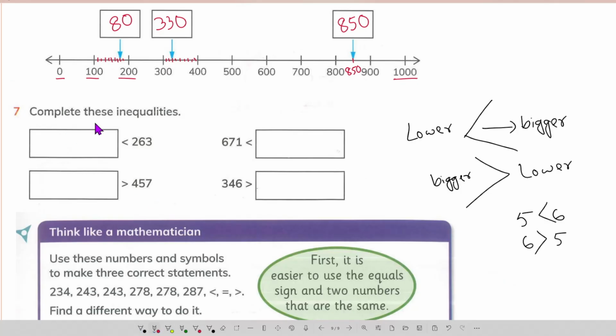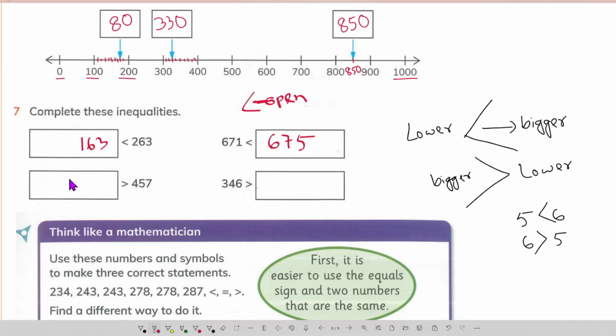Now we have to complete these inequalities. 263 is mentioned here, on the right position, and the other side is open. So we can write 163 here. So 163 is less than 263, or we can say 263 is larger than 163. Similarly here is 671, but the open space has nothing. We can write 675 here. 675 is greater than 671.